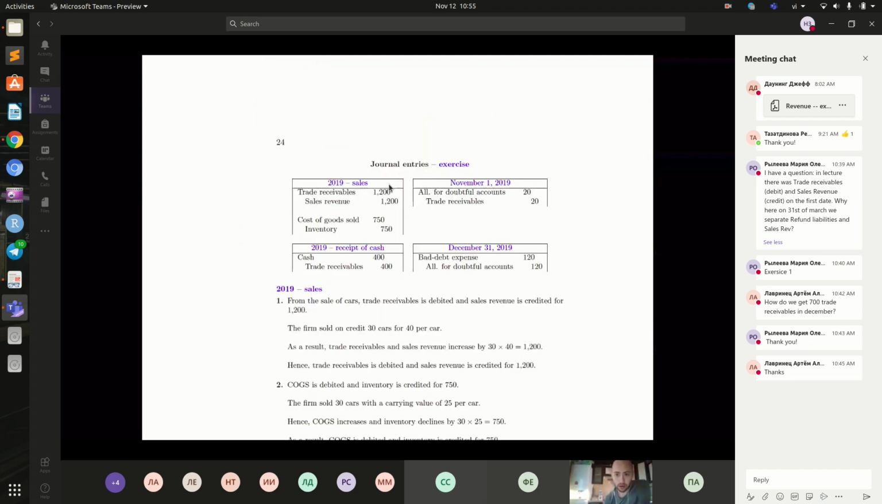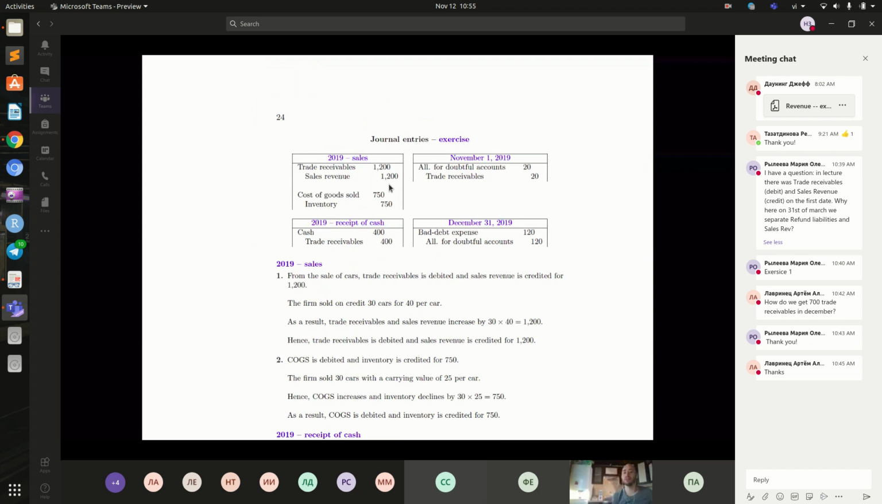So the journal entries are here for November 1st, 2019. We expect 20 in defaults from specific accounts, so we have 20 in write-offs. Hence, we debit or reduce the AFDA and we credit receivables for 20. December 31st, 2019, we recognize bad debt expense. We calculate bad debt expense using the equation: ending AFDA minus the beginning AFDA plus write-offs.